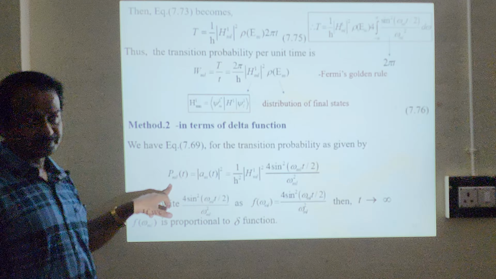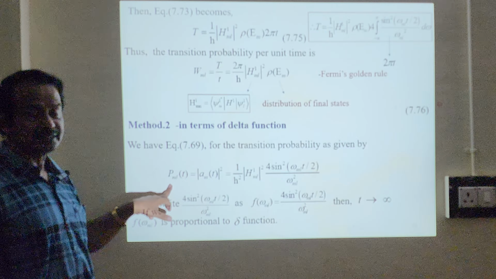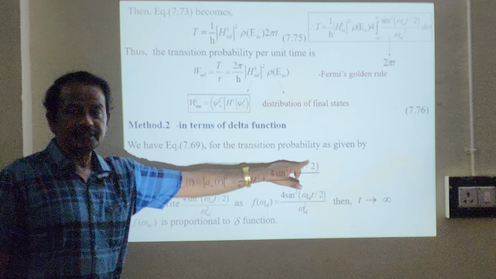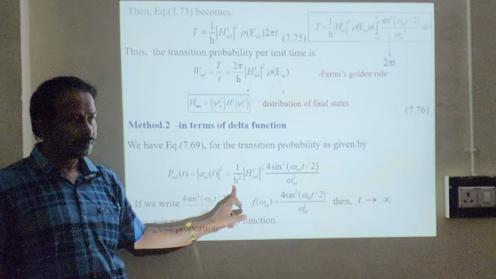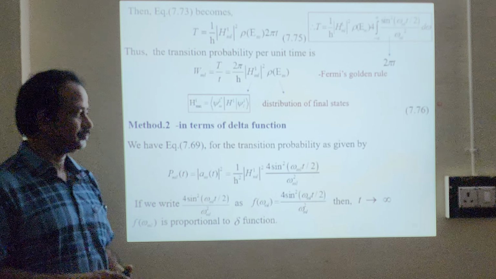So we have the equation 7.69. So this is equation 7.69, which is given as transition probability. Transition probability between two states is given by this expression, 1 by h bar. 1 by h bar is given by this equation. So as I said, t tends to infinity. That means omega tends to 0.